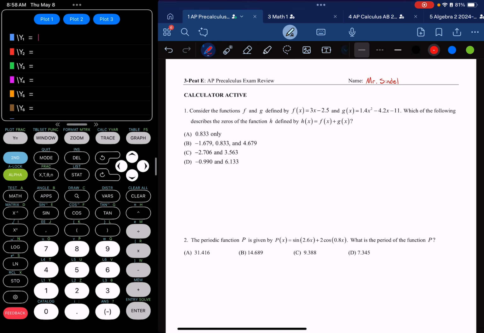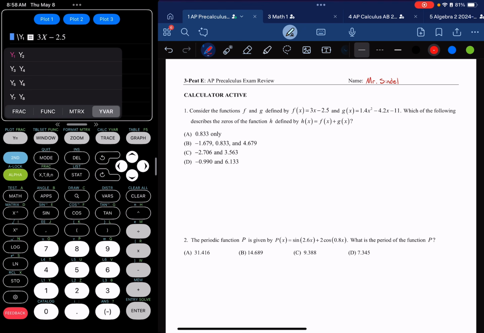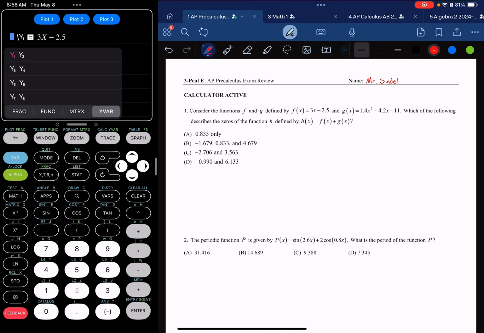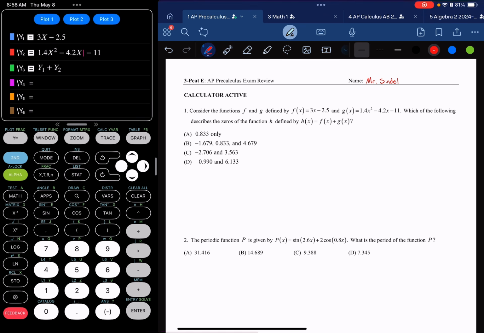I can type in 3x minus 2.5 for my first equation, and my 1.4x squared minus 4.2x and minus 11. And then for my third function, I'm going to add those together. So the way I do that is I hit alpha trace y1 plus alpha trace y2. I can't just hit 2. I have to scroll over and hit enter on this calculator.